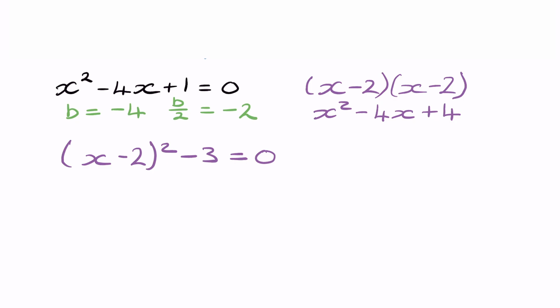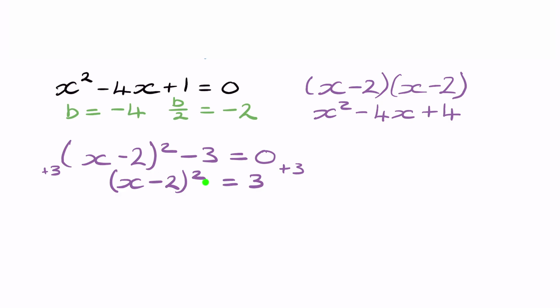And now we just go ahead and solve like a normal equation where we want x on one side and numbers on the other. The first thing we're going to do is move this -3 over to this side, and being a negative we need to turn it into a positive, so we're going to add 3 to both sides. That gives us x minus 2 squared equals 3.